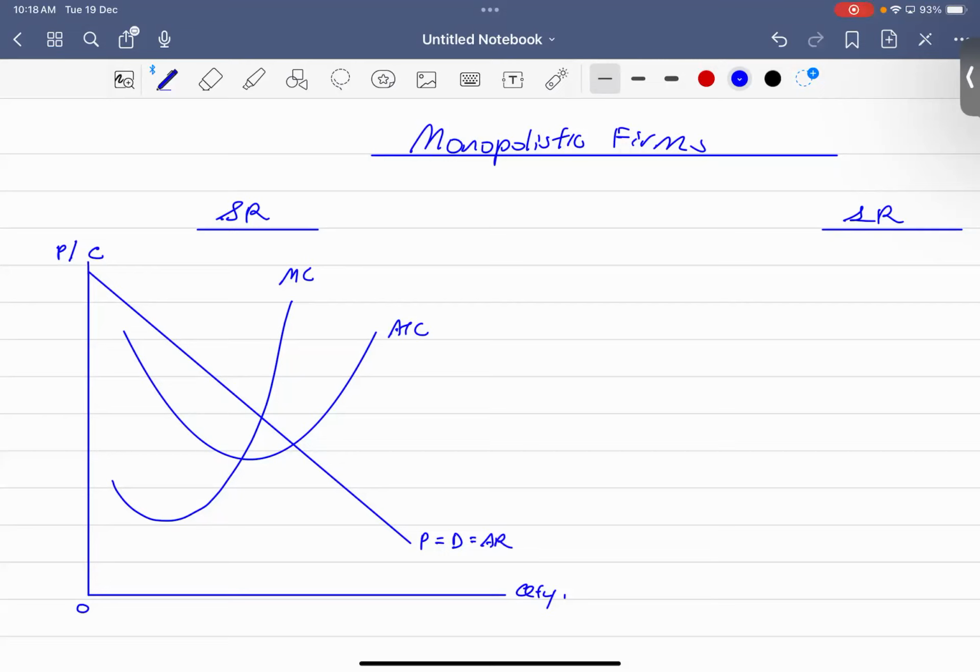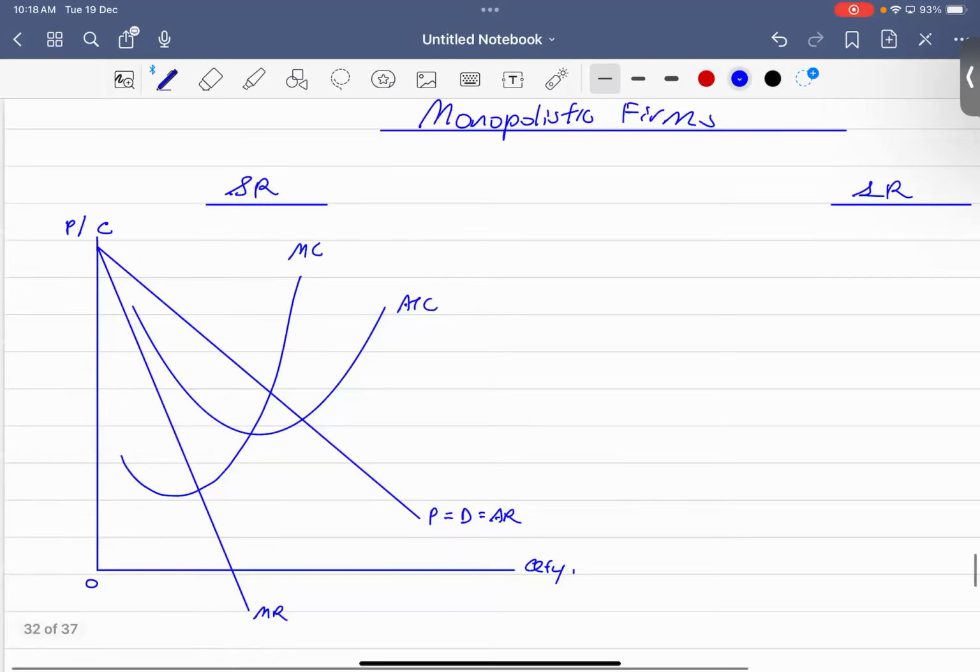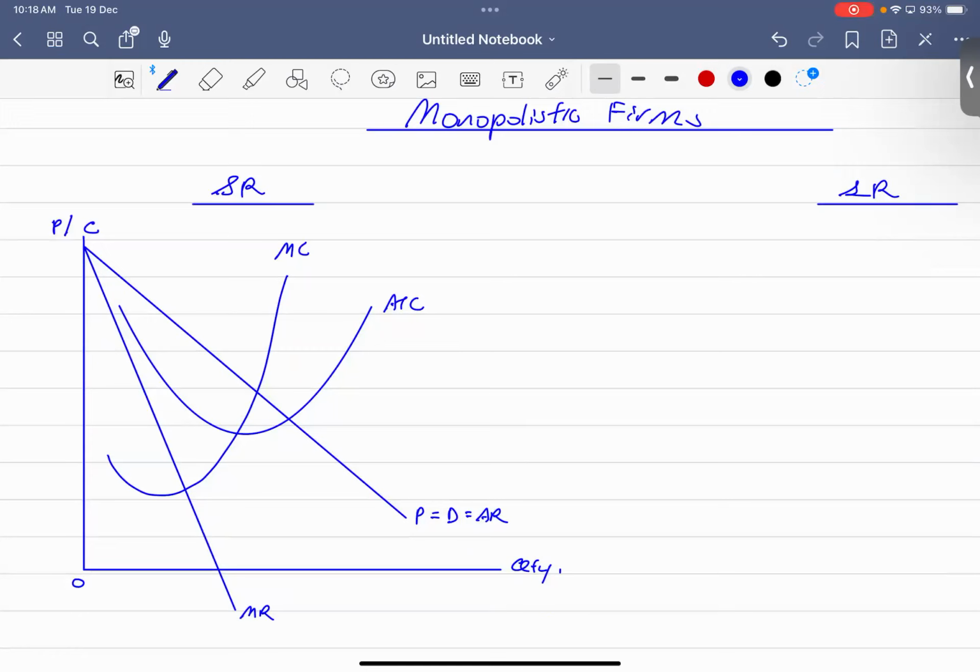Then after that, your marginal revenue curve as well. So it's just like how you draw your monopoly graph, but this is for the short run only. Now, first of all, you need to find the profit maximization level of output. So MC equals MR. MC is here, MR is here, so therefore you have this profit maximization level of output because MC equals MR.